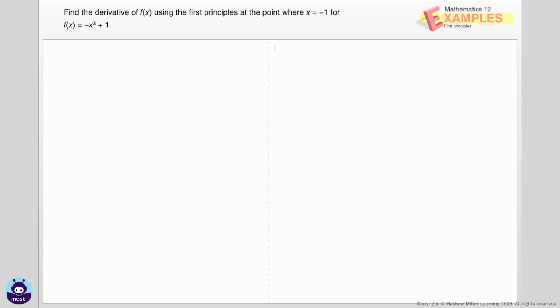Example 7. Find the derivative of f(x) using first principles at the point where x equals -1, for f(x) equals -x³ + 1. Solution.